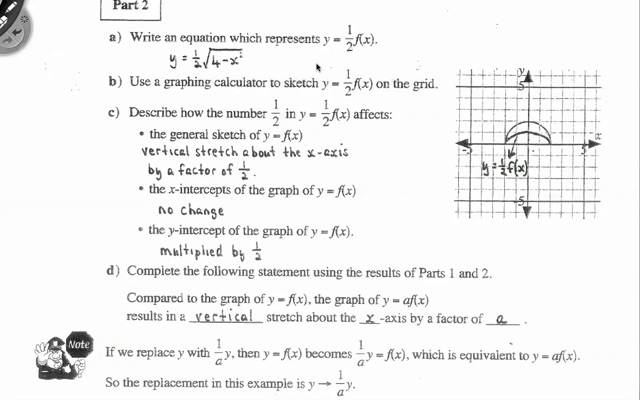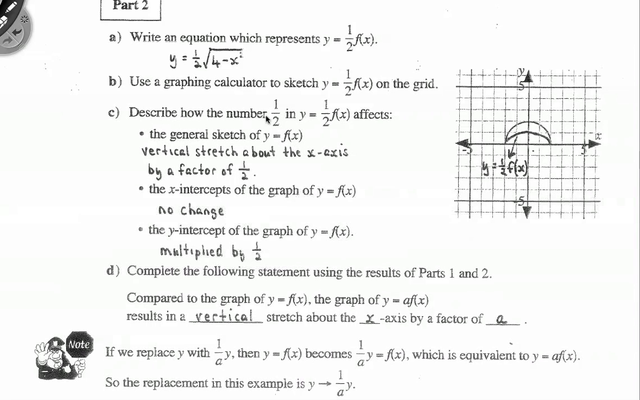Part 2. Write an equation that represents y equals a half f of x. Well, that would be a half of the root of 4 minus x squared. So what does this half do? Well, it multiplies all the previous y values by a half. So guess what? Your original graph shrinks in its y values. Let's see what it has here.